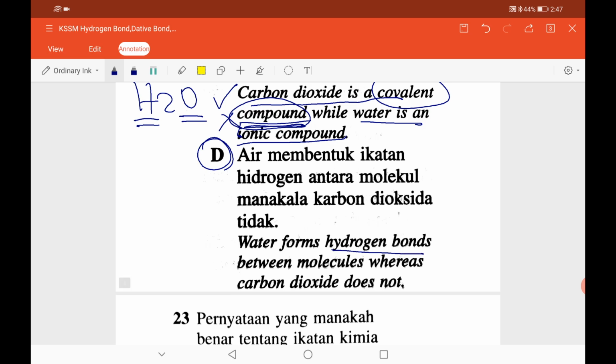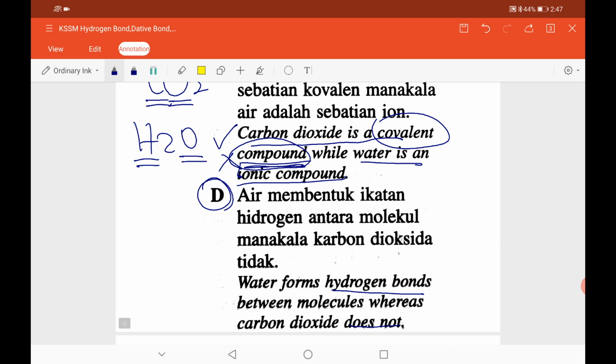So the answer has to be D. Water forms hydrogen bond, while carbon dioxide doesn't. Carbon dioxide only forms van der Waals force, which is very, very weak. I hope now you should be able to get a rough idea of what hydrogen bond is all about. Remember, you don't need to go too deep about hydrogen bond. As long as you know some basics about hydrogen bond, that is good enough already.